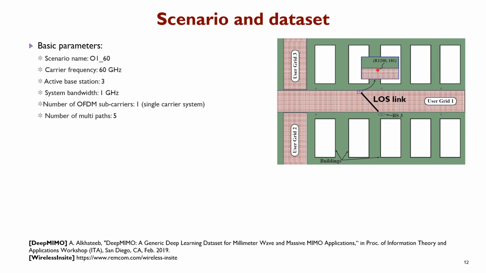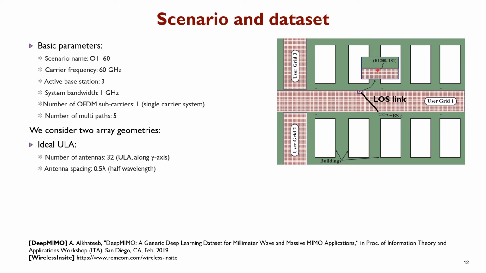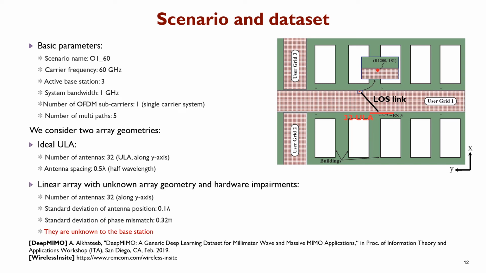We consider two array architectures. The first one is an ideal ULA with 32 antennas, which is along the y-axis and shown in the figure, with half wavelength antenna spacing. And the second architecture is a linear array with unknown array geometry and hardware impairments. It has the same number of antennas, but the positions of the antennas are drawn from a Gaussian distribution with 0.1 wavelength standard deviation, and the phase mismatches are drawn from another Gaussian distribution with 0 mean and 0.32 pi standard deviation. It's worth mentioning that they are all unknown to the base station.